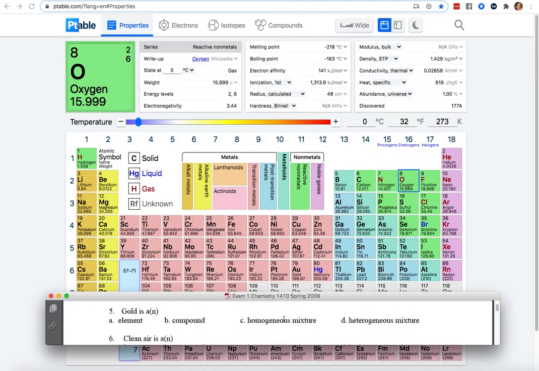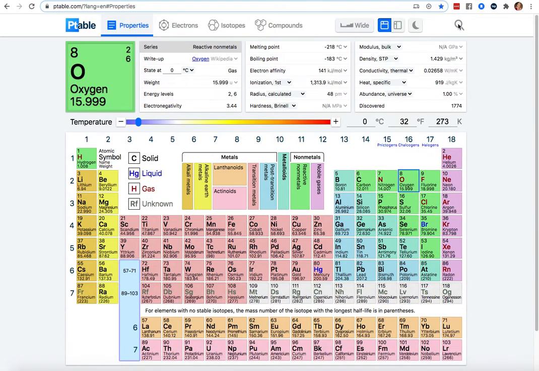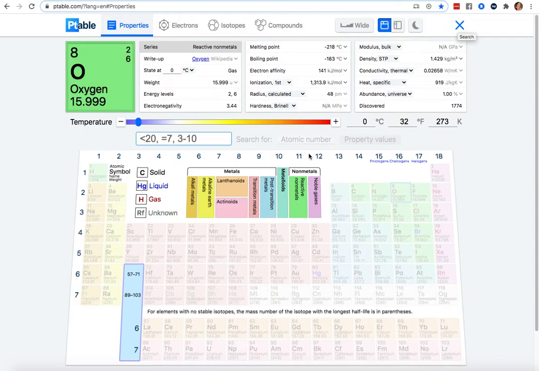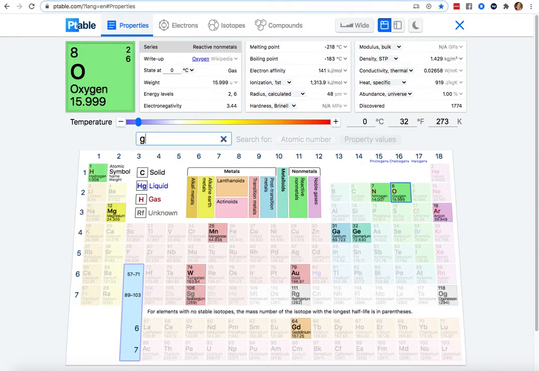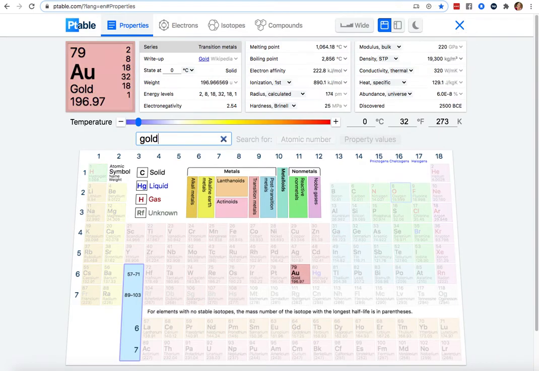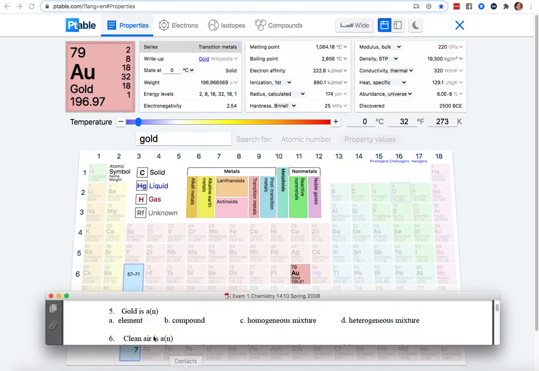Gold, if we're unsure whether gold is an element or not, we can do the search like we did before. Just type in gold, and sure enough, it shows up. It's its own element, and that, of course, makes it an element. Those are the easiest ones to verify, to know for sure what it is, because it's going to be the actual name of the element.